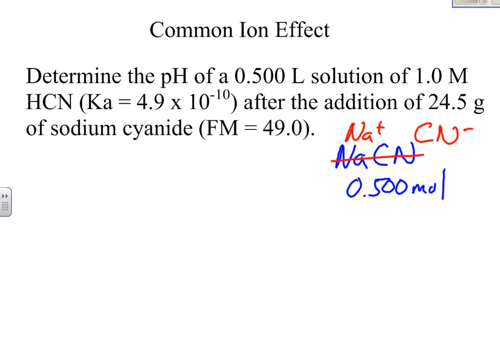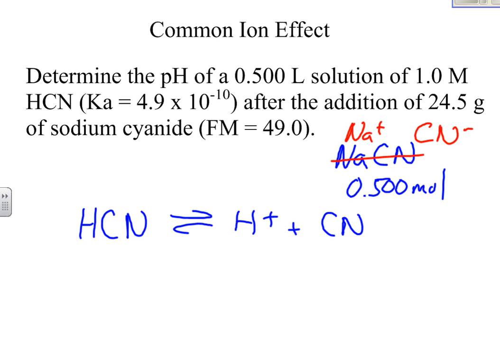Now let's take a look at our acid equilibrium that's occurring. So we've got HCN, and we'll use the shortened form of our expression. Here's our acid equilibrium, and of course we know the molarity of the solution. It's a 1.0 molar solution, so we can do the acid-base equilibrium expression here, but taking into account that we're going to have some sodium ion present from the sodium cyanide that was added. So let's go ahead and set up that chart.